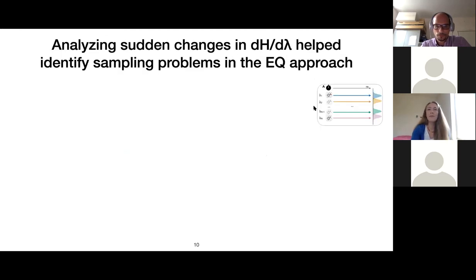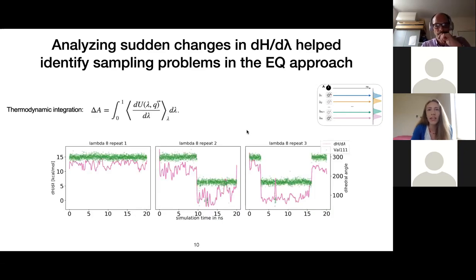Now, in the equilibrium approach, we have, like I said, all these different alchemical states, which we sample. And so we have a huge amount of data, and it can be hard to see where and what our sampling problem is. One thing that really helped us here was to look at the derivative of the Hamiltonian with respect to lambda. This dH/dlambda is computed with most simulation packages so that the user is then able to use that to get the free energy difference using thermodynamic integration.